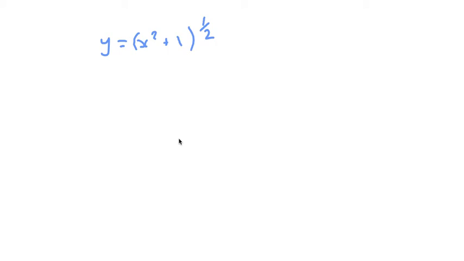Right, so this function, x squared plus 1, square rooted. I know you normally think, oh, I'll differentiate it, I'll just bring the power down and take one off the power, and that's it. Taking one off the power is going to give minus a half, which would be 1 over the square root of x squared plus 1.